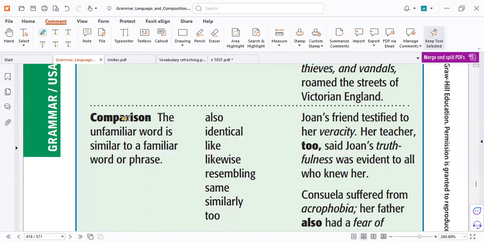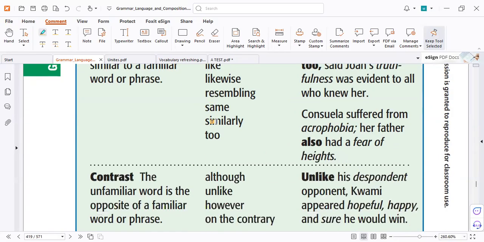Here again, we can use the technique of comparison. We compare two ideas to help you understand, with words like "also" and "identical." So what does veracity mean? I don't know, but he gives you a comparison between Joan's friend and her teacher. Her teacher, too, also said Joanne's truthfulness was evident. That means we were testing Joanne's friend about her veracity, about whether she tells the truth or not. So we give you the comparison. In comparison, we are talking about similarity. So we compare two ideas or two things or two people. So this word can help you.